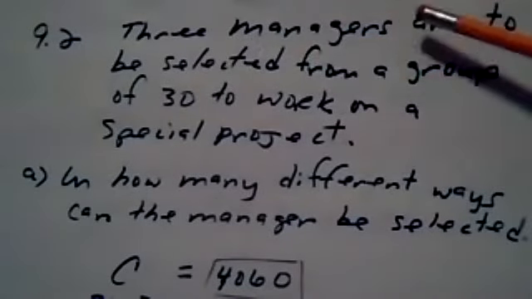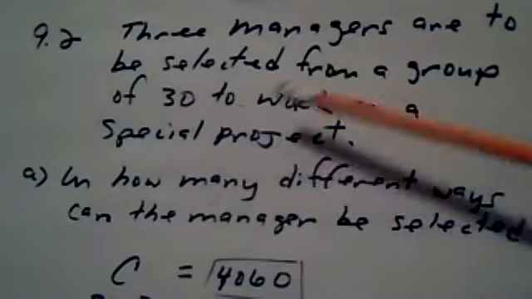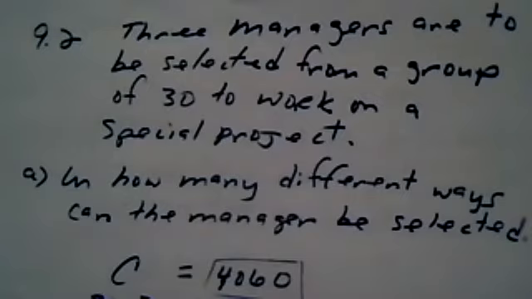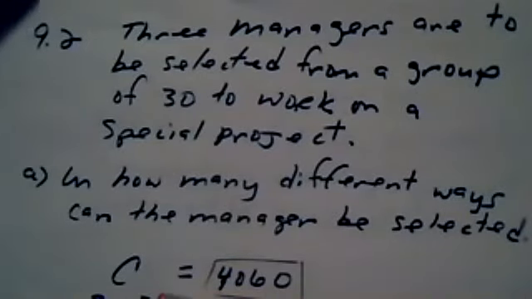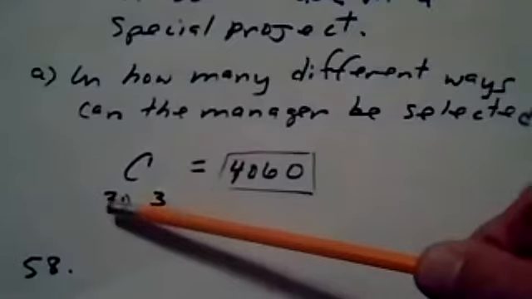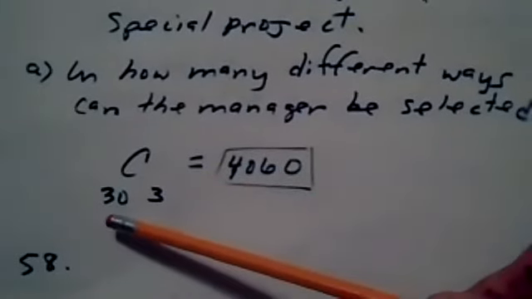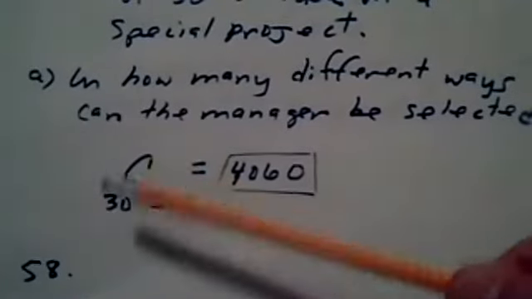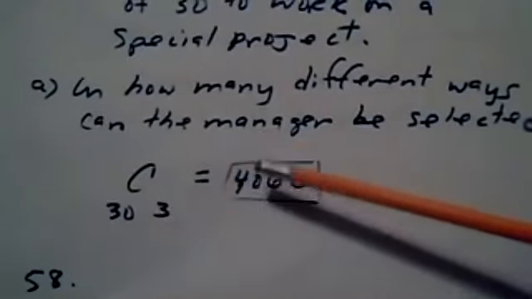3 managers are to be selected from a group of 30 to work on a special project. Just by seeing the wording, notice that 3 managers are to be selected from a group of 30. So it implies we're forming groups of a certain size. When we're forming groups of a certain size, it's a combination. So a combination of 30 objects taking 3 at a time. There's 30 people and you're going to form groups of size 3. How many groups of size 3 can you come up with? 4,060.